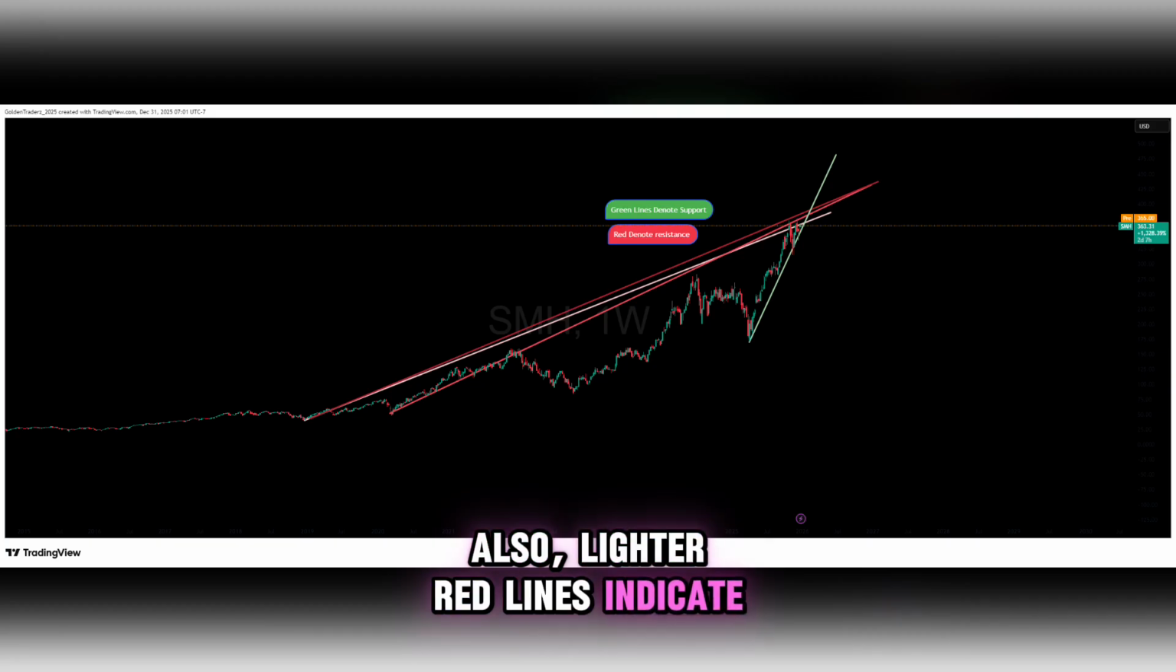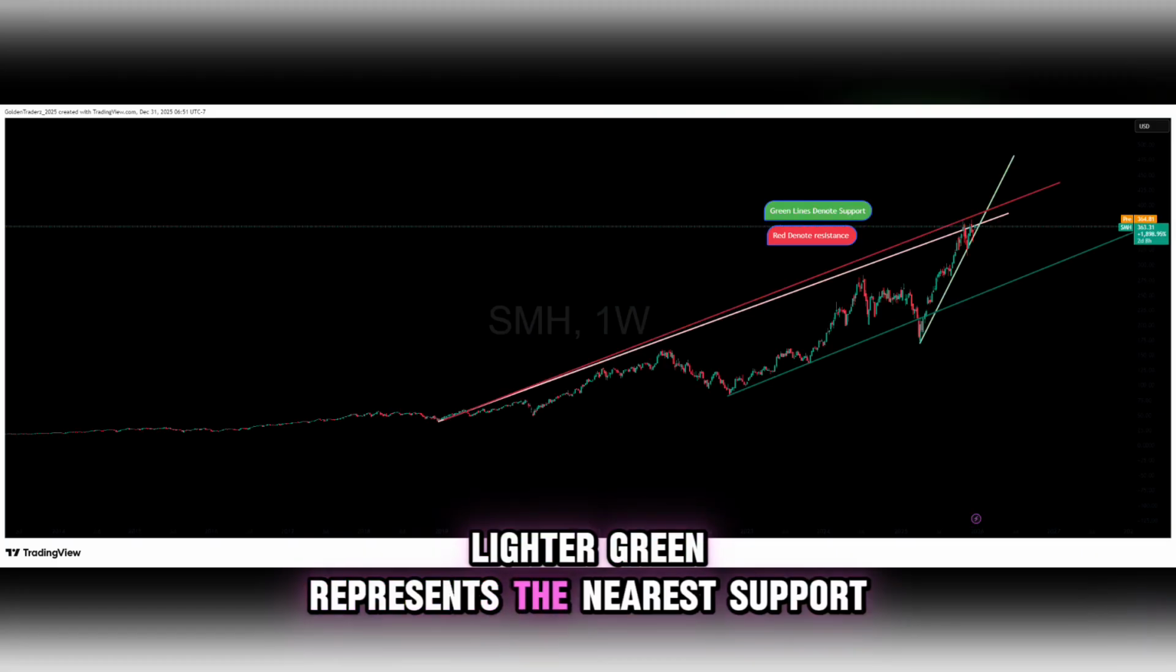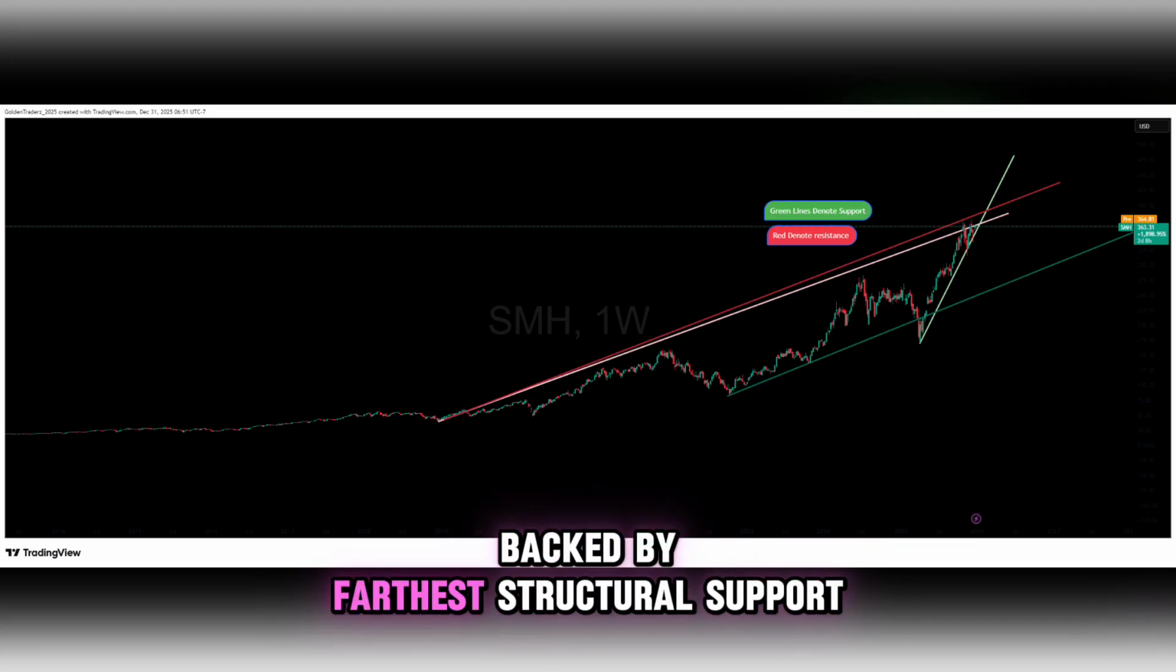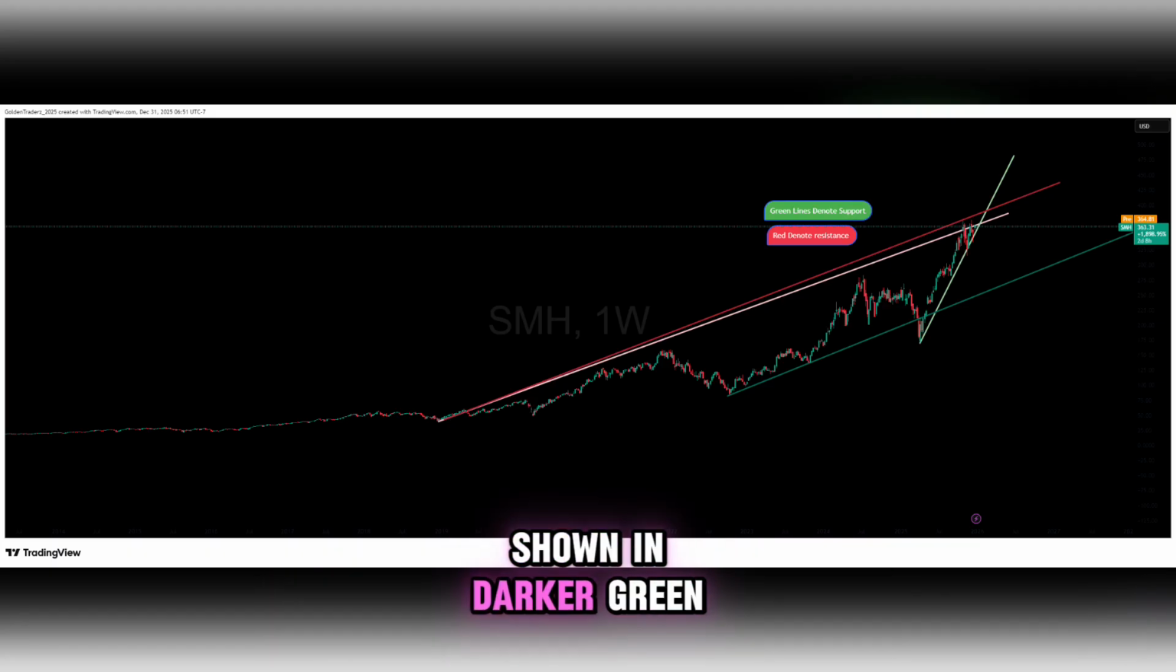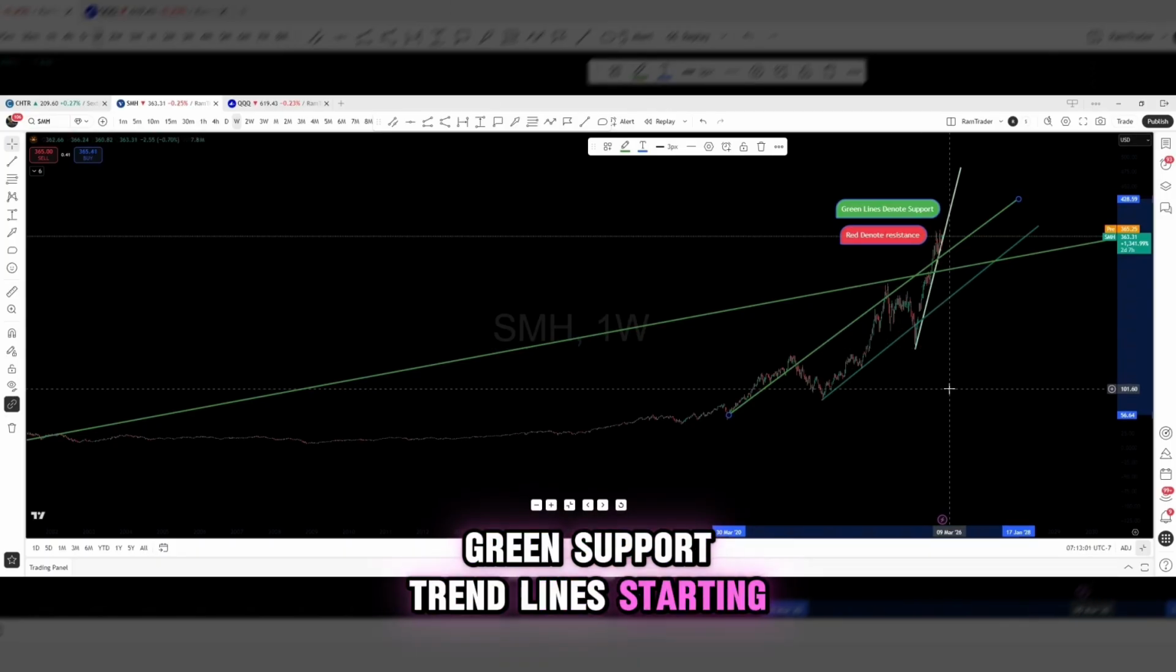Also, lighter red lines indicate immediate resistance, while darker red lines mark the farthest overhead ceilings. Conversely, lighter green represents the nearest support, backed by farthest structural support, shown in darker green. Now, let's look at all green support trend lines, starting with lighter green support lines.